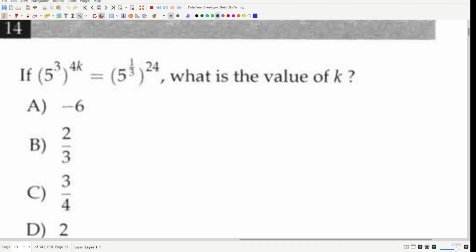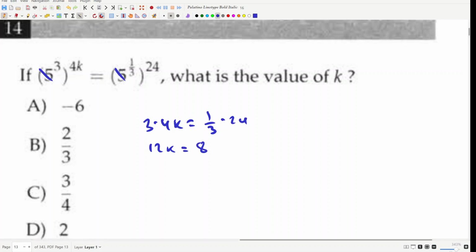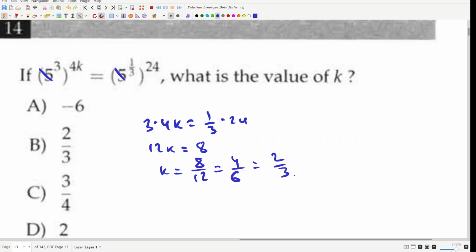So the bases are equal, so we can just set the exponents equal to each other. So 3 times 4k is equal to 1 over 3 times 24. So 12k is equal to 8. So k equals 8 over 12, or 4 over 6, and 2 over 3. So the answer is B.